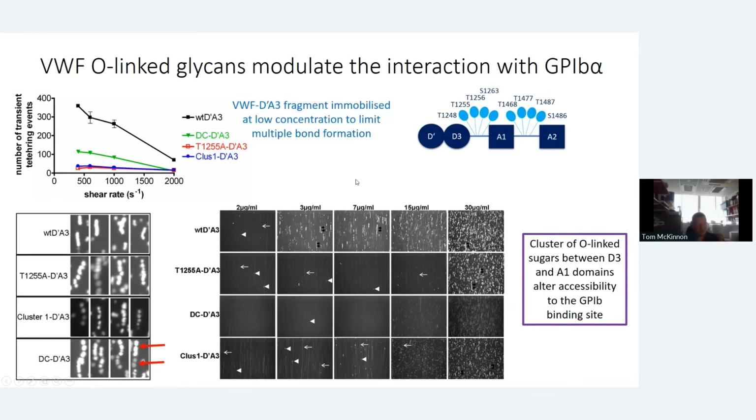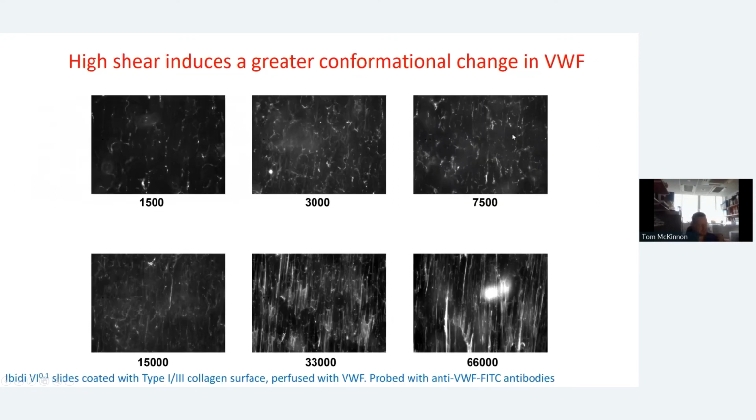So using a flow system like this, we've been able to demonstrate that this cluster of O-linked sugars between these two domains of VWF alters how platelets bind to the von Willebrand factor molecule. We've also been able to show that the higher shear that we have, the greater the conformational change that takes place, and with some quite profound effects.